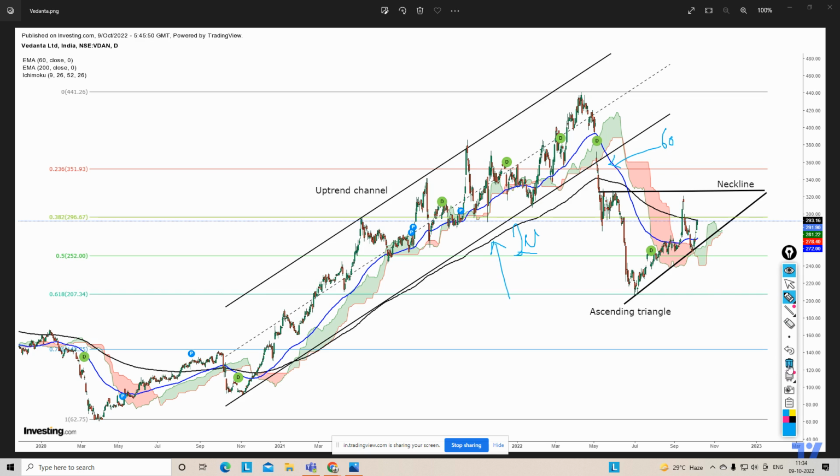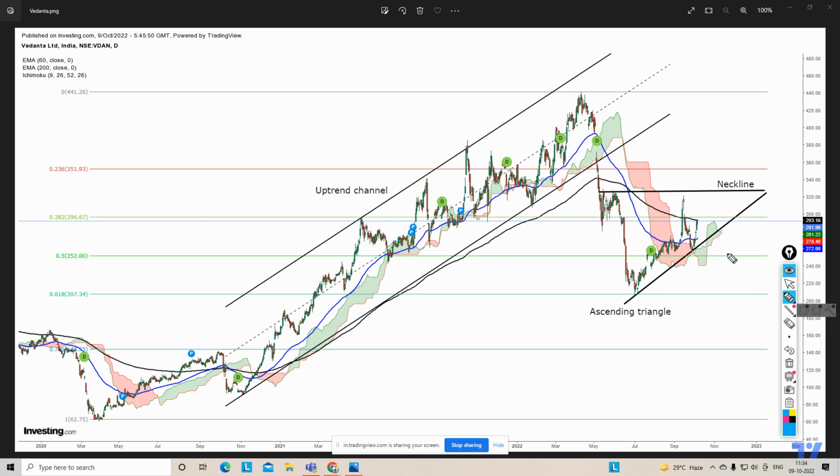So as of now, you can see that after breaking the long uptrend channel, Vedanta is forming an ascending triangle, correct? It is forming an ascending triangle after the breakdown of the uptrend channel. This would be called the neckline of this ascending triangle, and this is obviously the ascending trendline of the triangle.